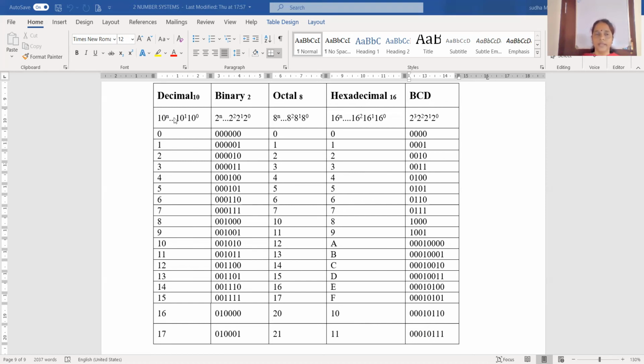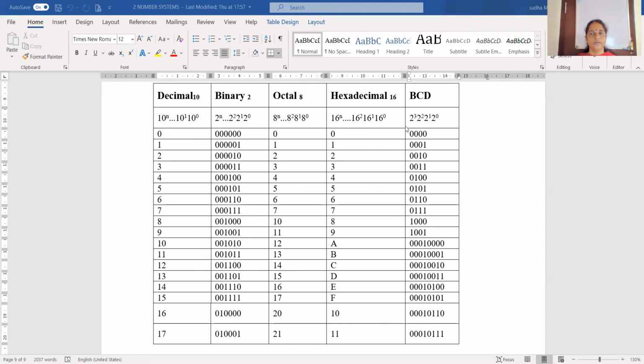Now, about the radix or the weights. Decimal has 10 as the base, and the weights continue as 10 to the power 0, 10 to the power 1, 10 to the power 2, like that. Binary has a base of 2, therefore the weights are 2 to the power 0, 2 to the power 1, 2 to the power 2, up to 2 to the power n. Octal has a base of 8, with weights 8 to the power 0, 8 to the power 1, 8 to the power 2, up to 8 to the power n. Hexadecimal has weights of 16 to the power 0, 16 to the power 1, 16 to the power 2, like that.